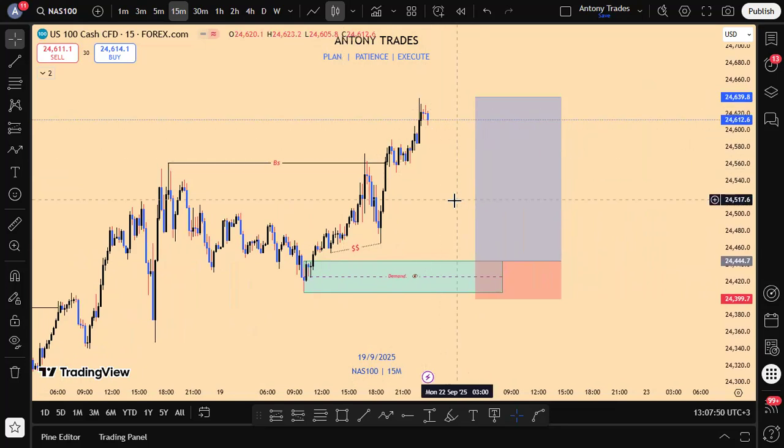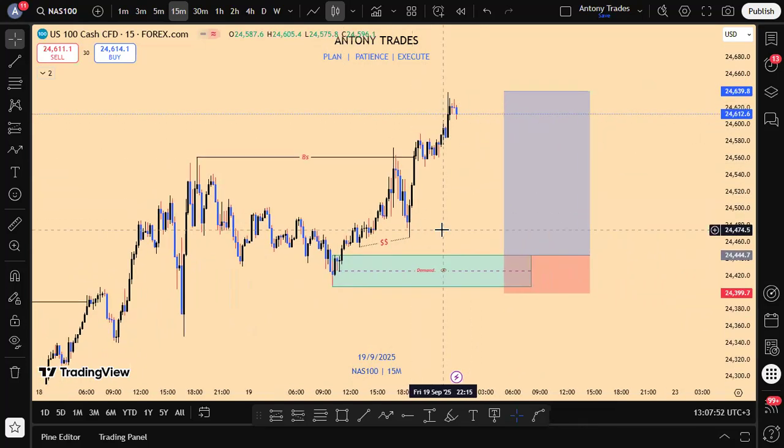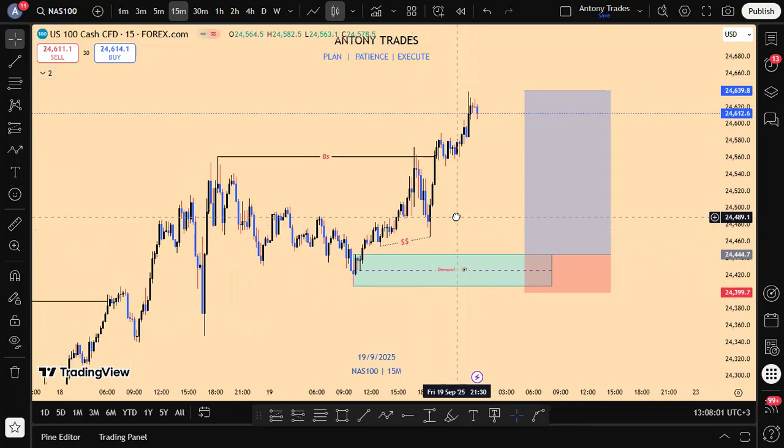So now this is the last setup and the last pair that I will be watching once the market opens tomorrow morning. So without further ado, I would like to stop at that point.